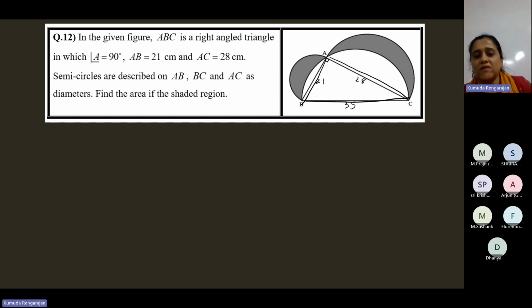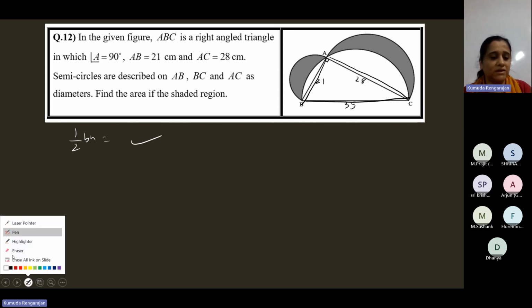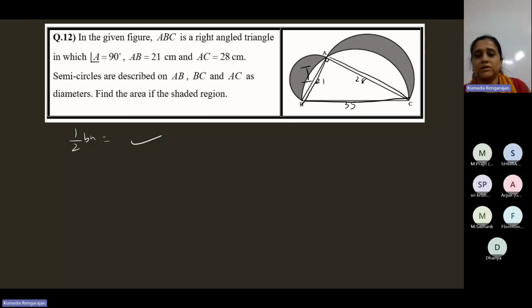So area of the triangle is half into 21 into 28. Correct? Semicircles, pi r square by 2. That's all. So how to present the answer? Find the area of the triangle, half base into height, have that answer. Then find the area of the regions. You can mark the regions like 1, 2, 3. You can mark this region 1, region 2. Okay, now region 3 cannot be marked.